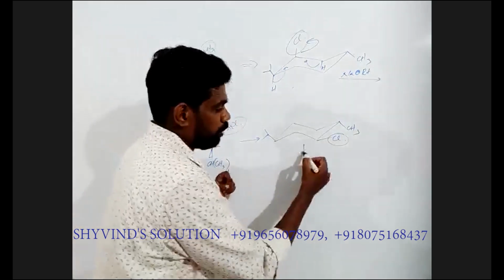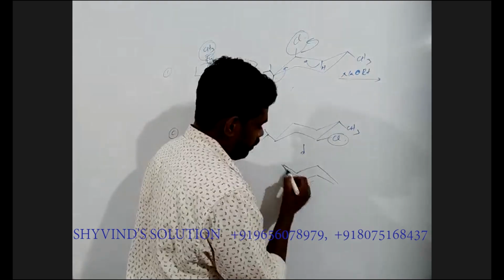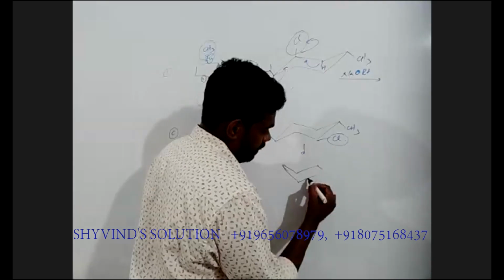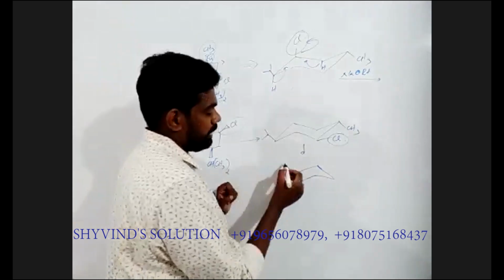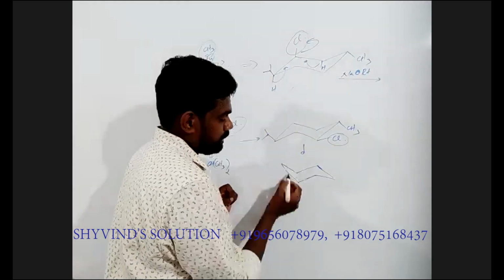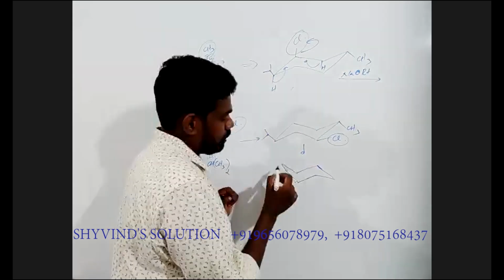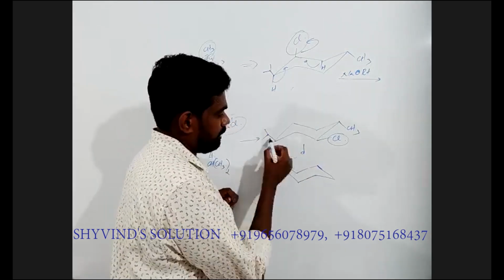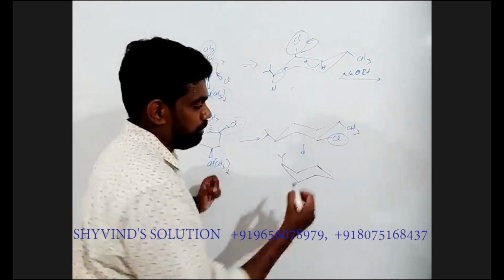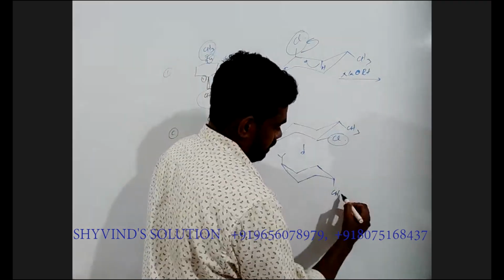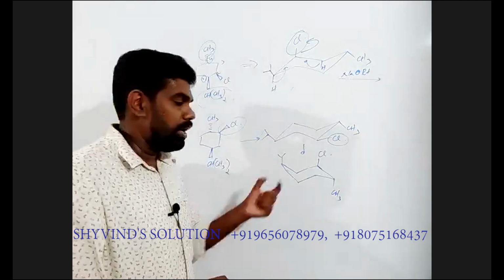So it should undergo ring flipping. If we are going for a ring flipping, how can we represent it? Just the axial equatorial positions will be interchanged. So all the equatorial positions become axial positions. So this will become axial. This equatorial becomes axial. So all the substituents at the equatorial position all become axial. Chlorine will be here. So that is how ring flipping takes place.